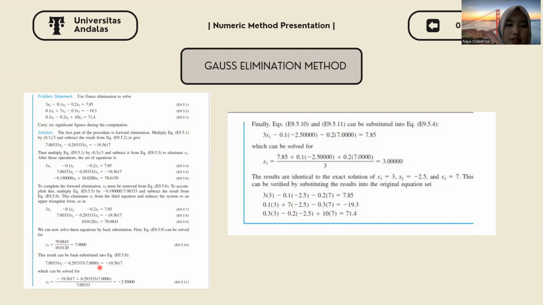So we can replace the x3, and then we can get the x2. After that, we can replace the x2 and x3 into equation 9.5.6 and get the x1. So x1 is 3, x2 is minus 2.5, and x3 is 7. You can see in here. So we already got the x1, x2, and x3.